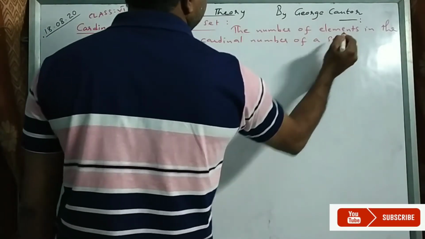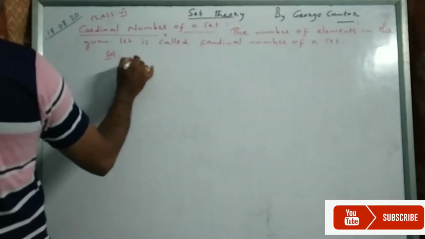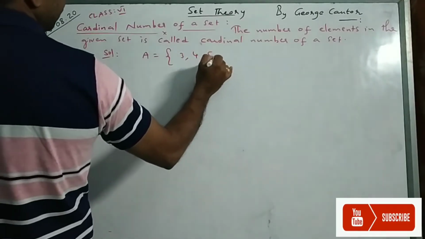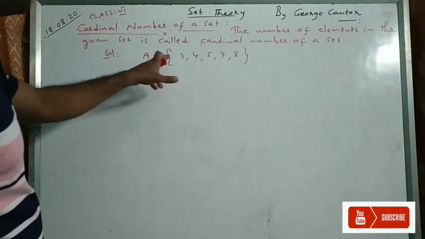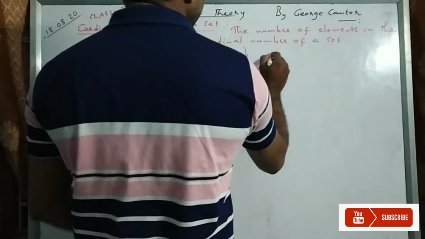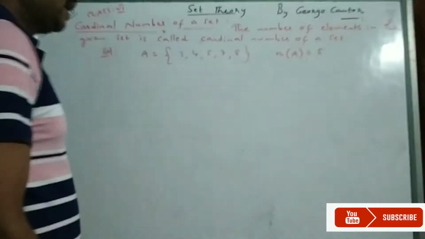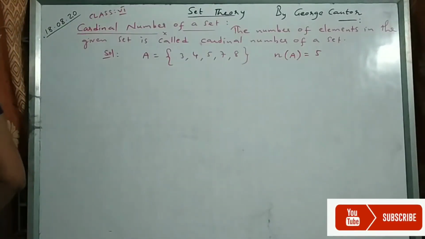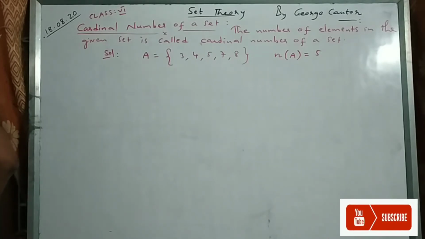For example, I will take set A equal to {3, 4, 5, 7, 8}. How many elements are there in this set? 1, 2, 3, 4, 5. So it is read as n of A equal to 5. Number of elements in the set A is equal to 5. How do we read that? Number of elements in A is equal to 5.